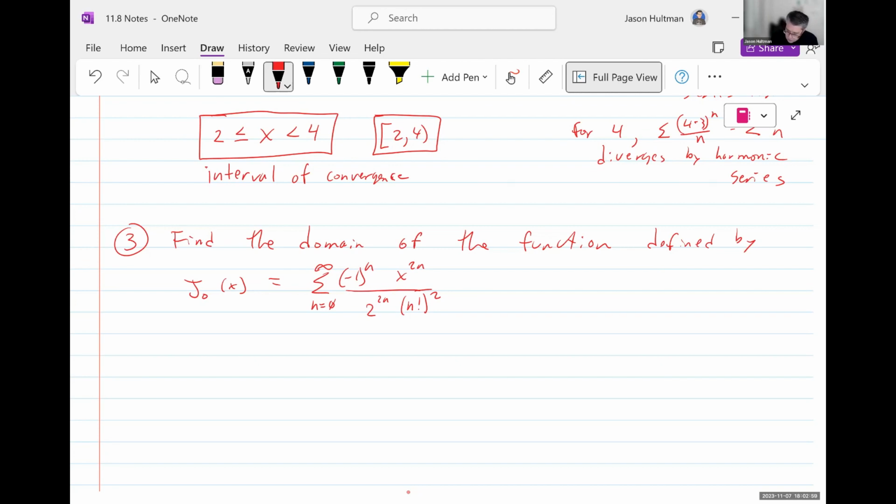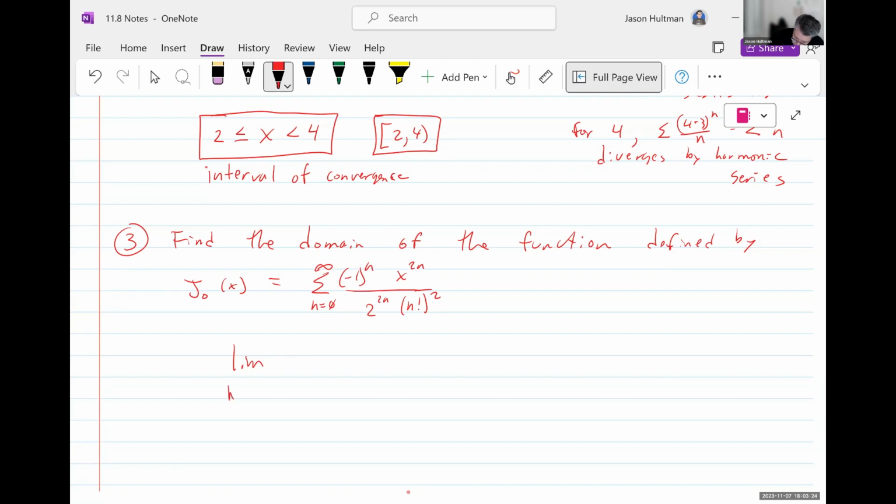Okay, so let's look at all of this. So again, ratio test. Okay, and we only have a domain for x if this thing converges. If it doesn't converge, then you're not going to have a function of x. So where does this thing converge? Let's do the ratio test on this.